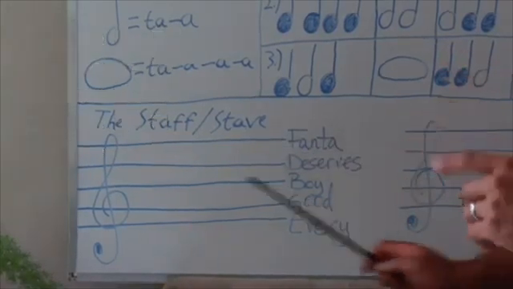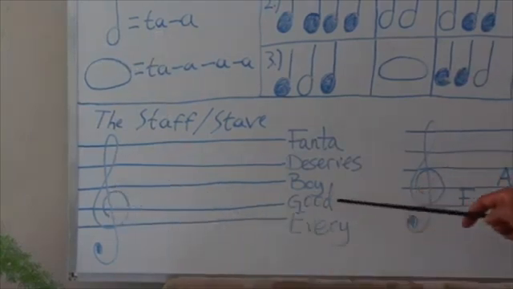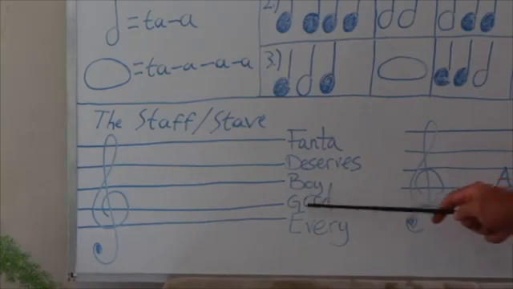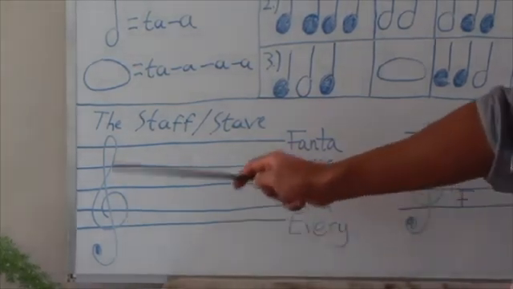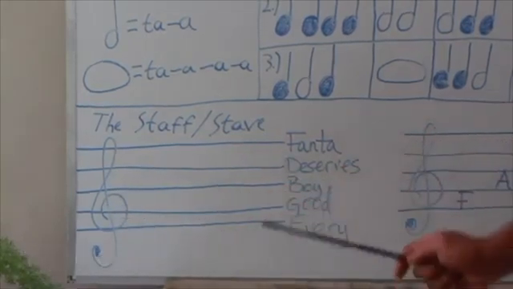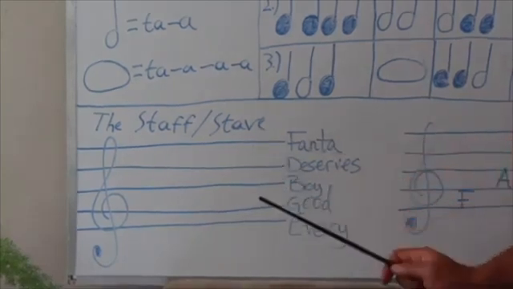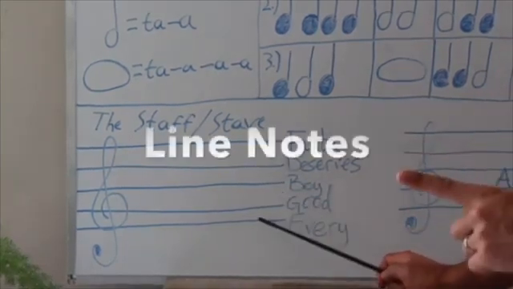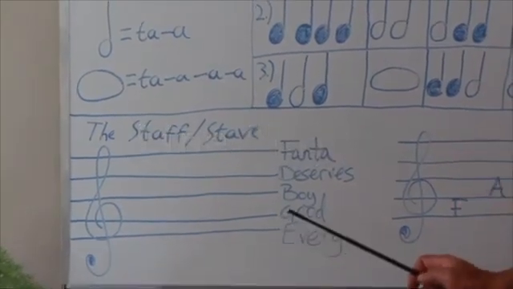Now I told you we're going to find out why this is called the G clef. Well, look here. The G line goes all the way here and is being circled by the G clef right here. That's why it's called the G clef, or the treble clef. So every good boy deserves Fanta, E, G, B, D, F. Now these are only for the lines. Make sure you never forget that. This is only for the lines.